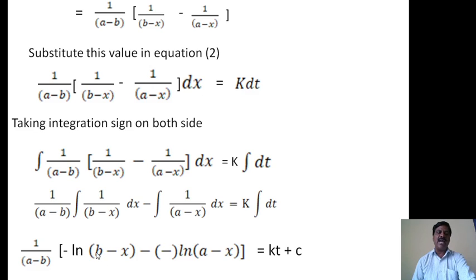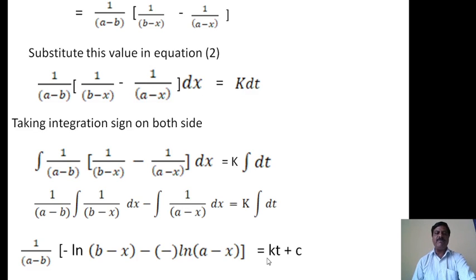Ln x means ln (b minus x), into this minus sign of x, that should be multiplied here. Therefore it will become minus ln of (b minus x). Again the minus remains as it is, into 1 by (a minus x), therefore it is ln of (a minus x), due to the minus sign of x. This whole bracket closes and is equal to k into the integration of dt, which is nothing but t, plus c, the integration constant.